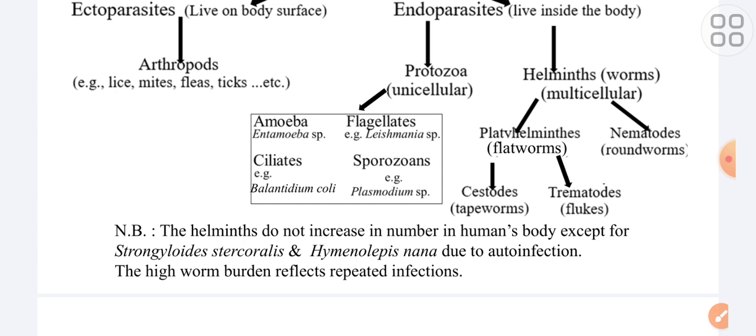Sometimes you will find high worm burden, high worm load, many worms inside the body. And that is due to repeated infection. So the person can be infected many times by the worm. Each time more worms will be added.